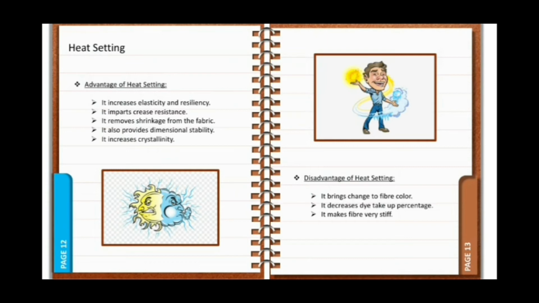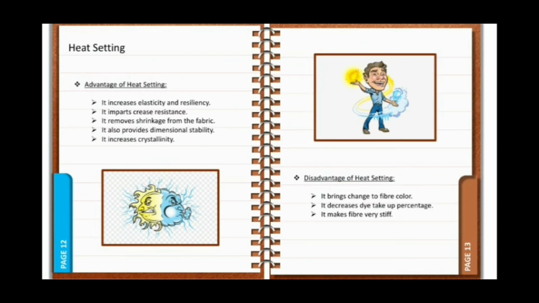Advantages of heat setting. It increases elasticity and resiliency. It imparts crease resistance. It removes scratches from the fiber. It also provides dimensional stability. It increases crystallinity.